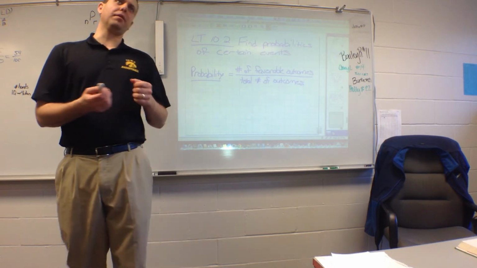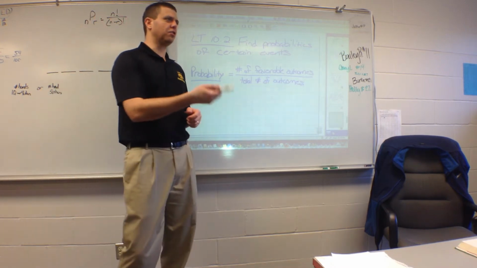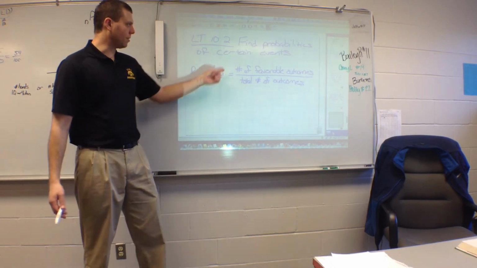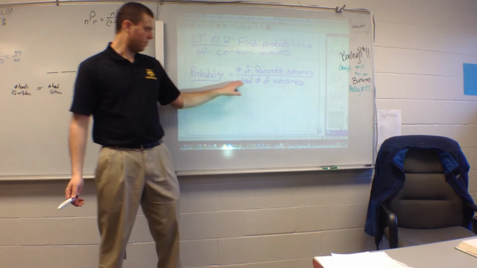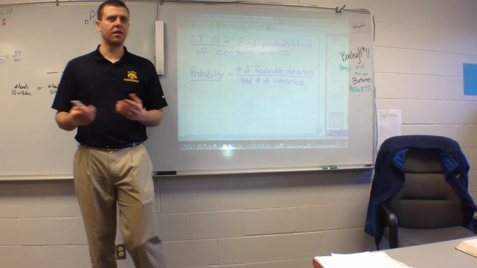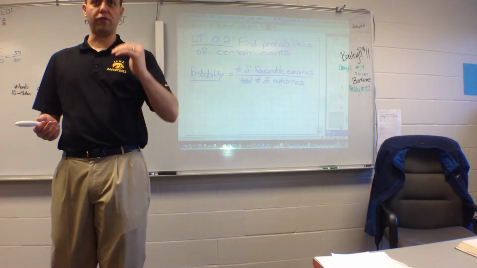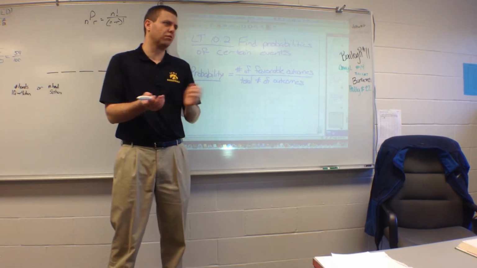What is the probability in a deck of cards that I deal you an ace? Well, how many favorable outcomes are in a deck of cards? 4. How many total outcomes are there? 52, so 4 over 52, which I want you to reduce those fractions.